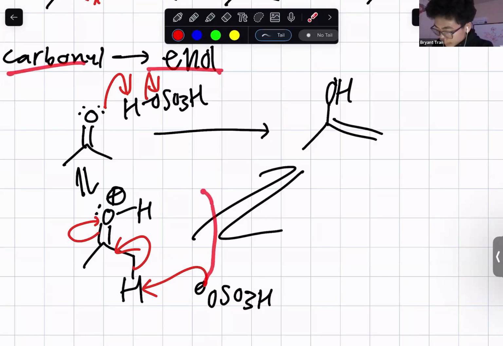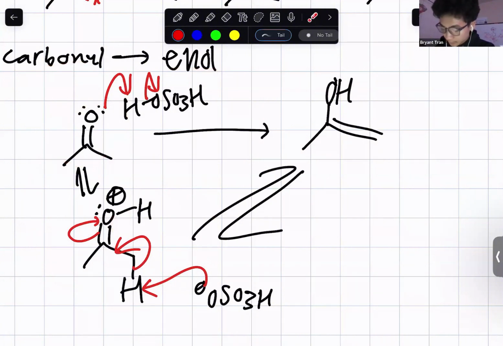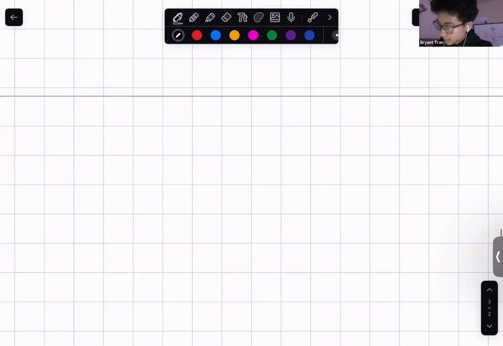You might ask, why did we not deprotonate the carbonyl oxygen and neutralize the carbonyl oxygen? Because that's gonna go in the reverse direction. It's gonna go backward, and that's an unproductive step. To make something new, a productive step, we are going to deprotonate the alpha carbon by drawing out the alpha hydrogen right there. Okay, so that's the mechanism for carbonyl to enol in acidic conditions.